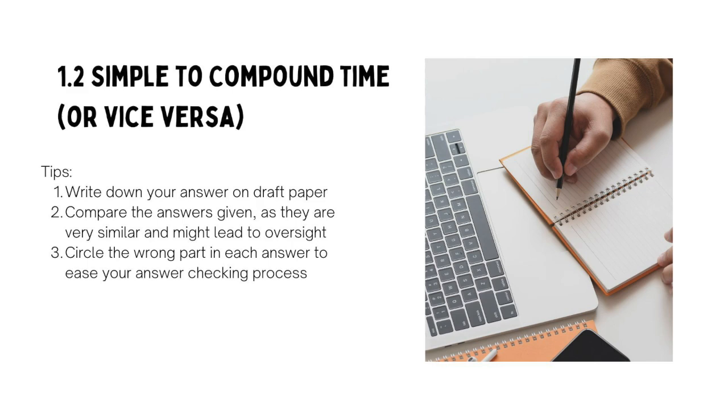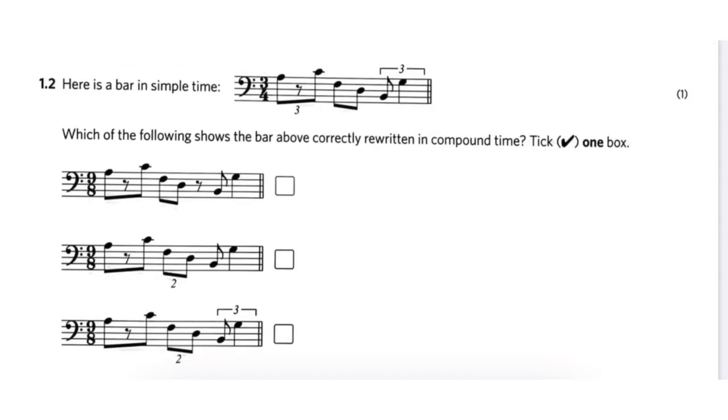Circle the wrong part in each answer to ease your answer checking process. And let's look at the question. First, we'll need to figure out the new time signature. So 3/4, the top number times 3, the bottom number times 2, and then we'll get 9/8.